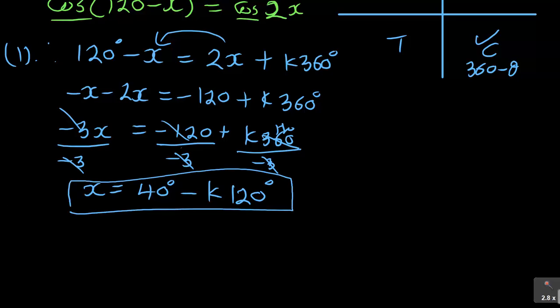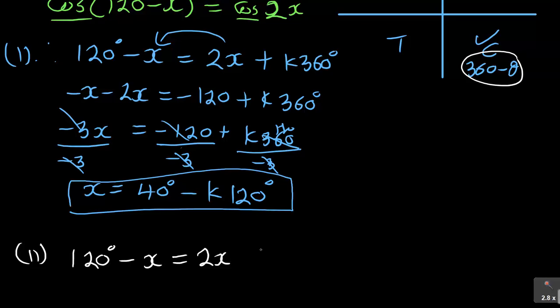Let us look at the second version of the solution. And the second version of the solution here, it's in quadrant number 4, which is 360 minus. So it will be 120 degrees minus x is equal to 2x. You see that? And then, actually, I mustn't write 2x. First of all, I must write the reduction rule, which is 360 degrees minus theta. And this is your theta, remember? So it's minus 2x plus k 360 degrees.